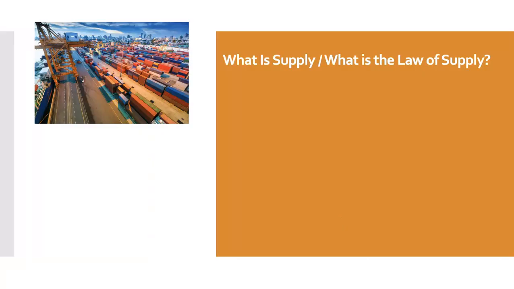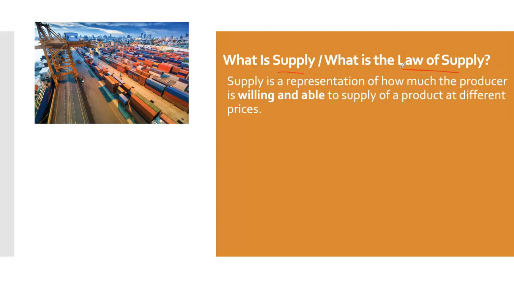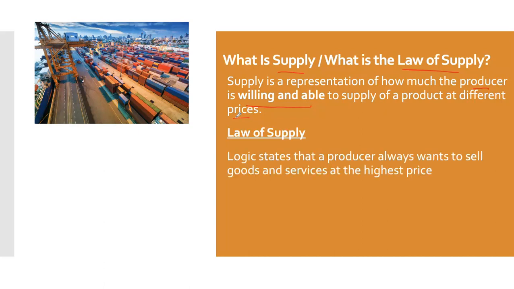So what is supply, and what do I mean by the law of supply? Supply is a representation of how much a producer, so someone that makes a good or service, is willing and able to supply at different prices. Producers are able and willing to supply products at different levels according to the price that they can sell them at. And the law of supply and the logic is that producers will always want to sell their goods and services at the highest price.